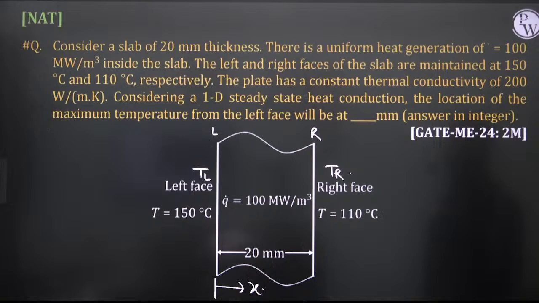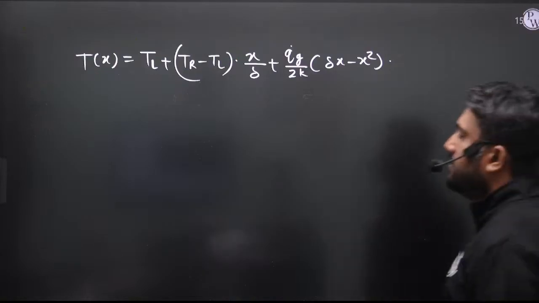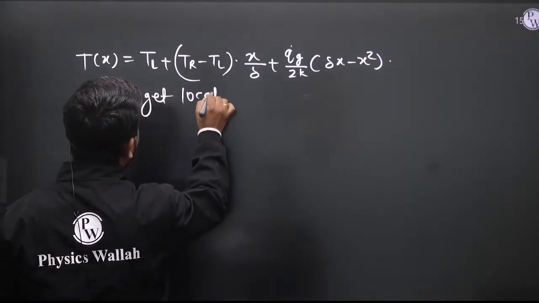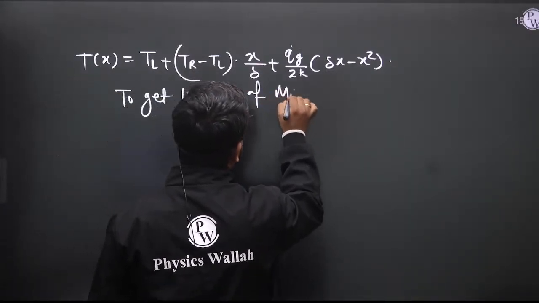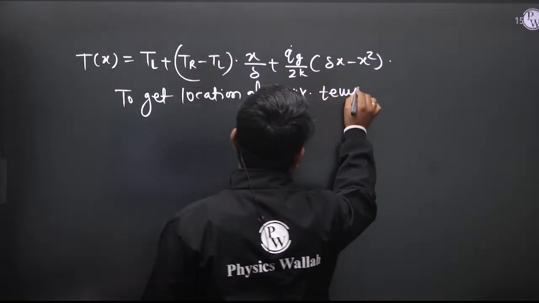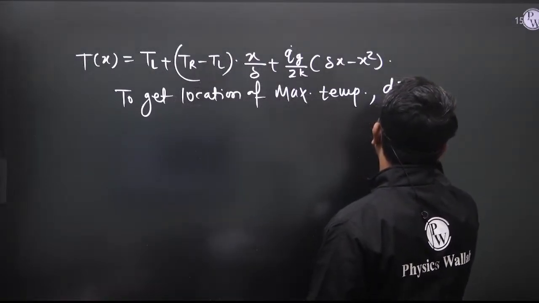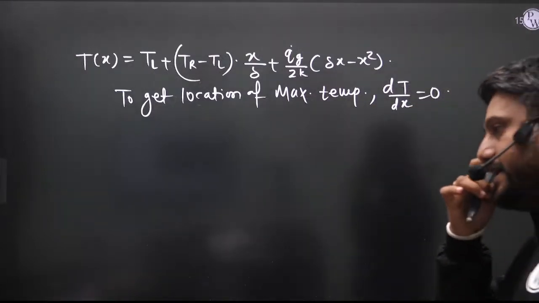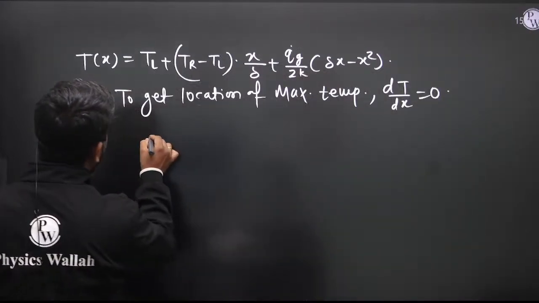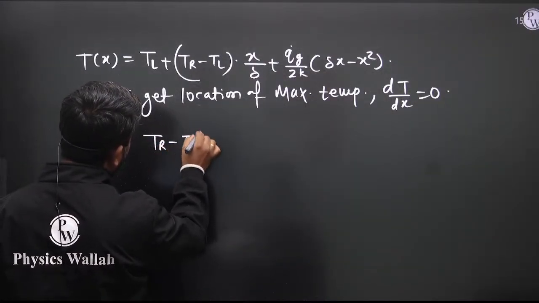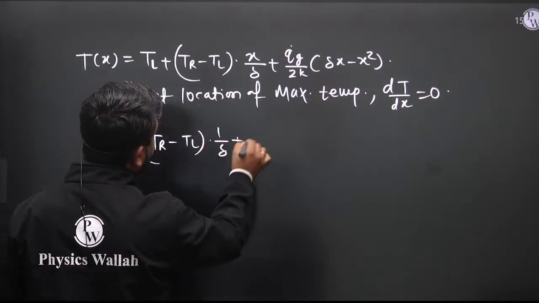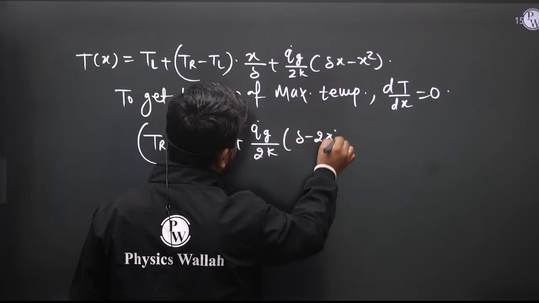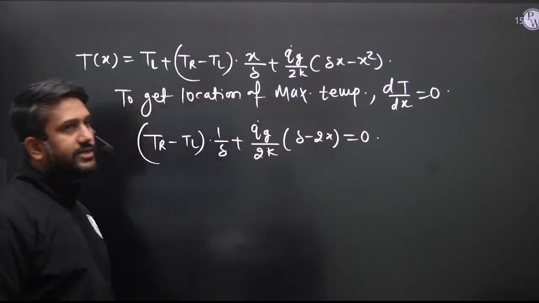And in this question, the location of maximum temperature is asked. So where is the temperature maximum? Temperature is maximum where dT by dx is 0. So dT by dx is 0. That means (TR minus TL) into 1 by delta plus q dot g by 2k into (delta minus 2x) is equal to 0. Now find out the x from here, and that is the location of maximum temperature.